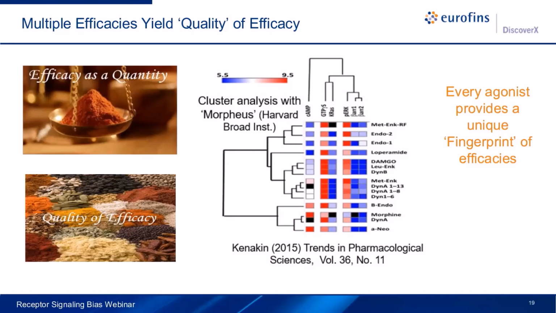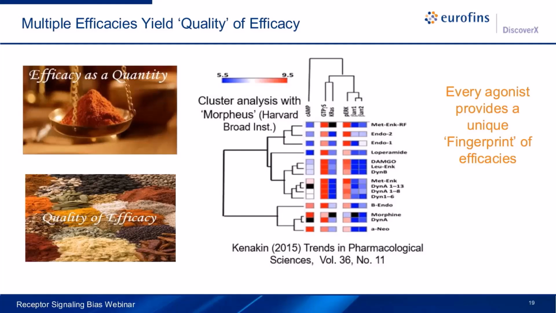These are 16 opioid agonists run in 6 functional assays, and we took the data and clustered it with a program that clusters genes. It's from Harvard. It's called Morpheus. And what Morpheus did was it said, here is what the cell sees. The cell sees these agonists as similar in terms of the signaling profiles according to this pattern here.